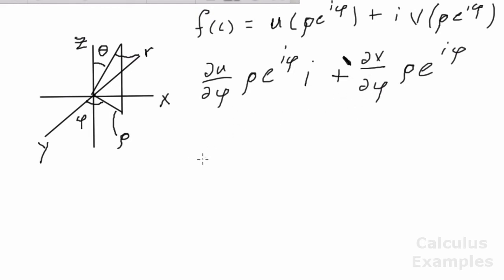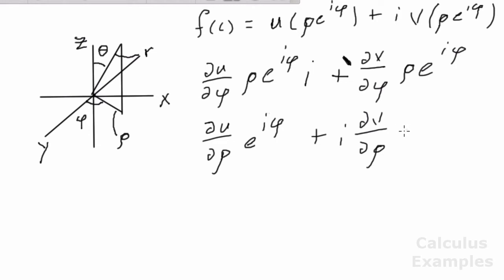Okay, so we're going to do the same thing, but with the derivative with respect to rho. So it's partial of u with respect to rho. We're going to use the chain rule now. We're going to get an e to the i phi out, plus i partial of v with respect to rho. And again, e to the i phi using the chain rule.